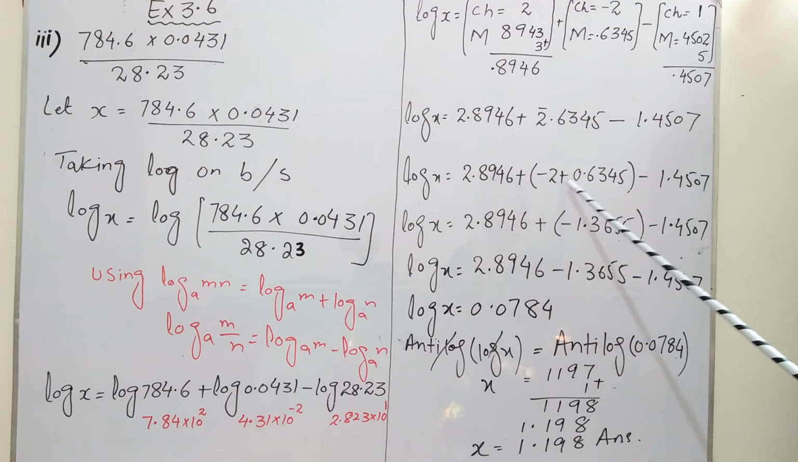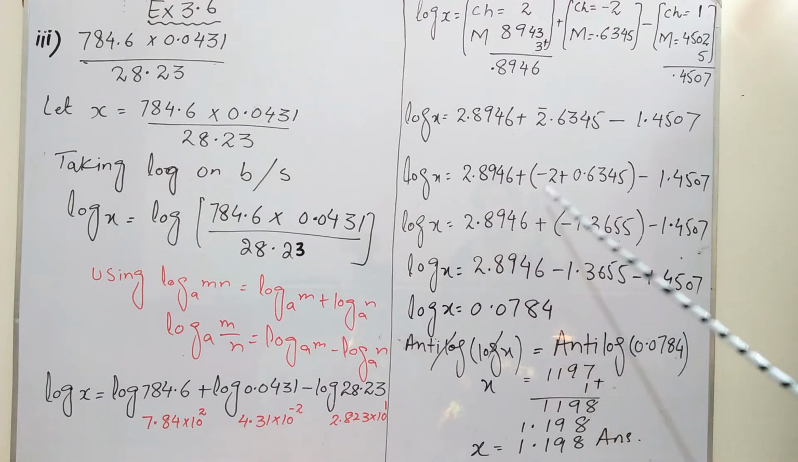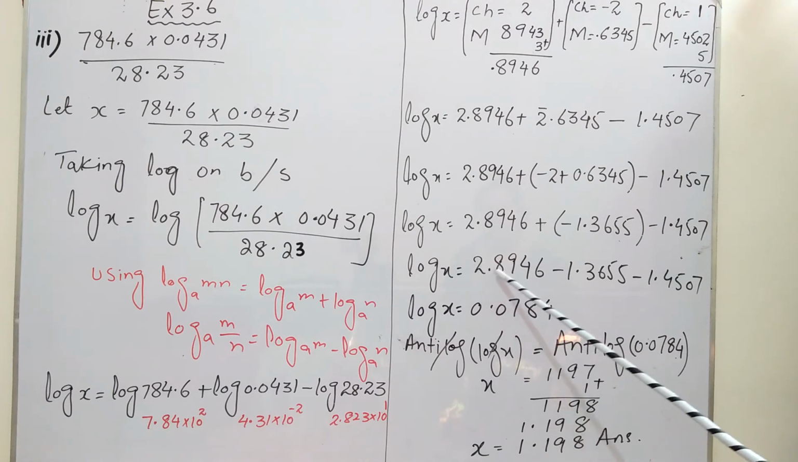2.8946 minus 2 plus 0.6345 minus 1.4507. So log of x is equal to 2.8946. After solving this we get minus 1.3655 and minus 1.4507. Now this becomes 2.8946 minus 1.3655 minus 1.4507. When we solve all these three values we get 0.0784. This is the value of log of x.